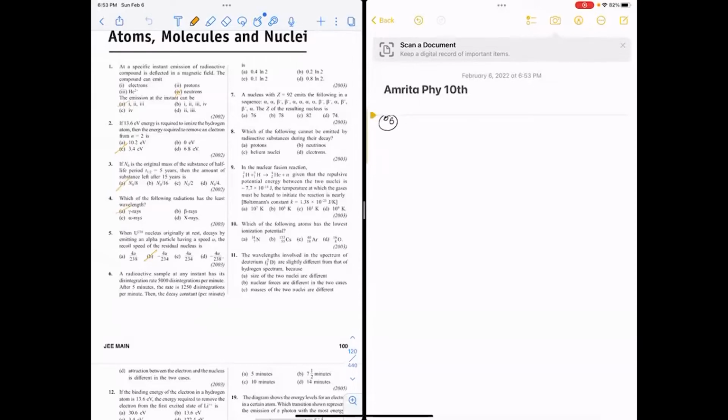Initially, dN naught by dt. Normally dN by dt is minus lambda N, you know this, right? So initially this is 5000, so lambda N naught is equal to 5000. What is the N value? N is N naught e power minus lambda t. When t is equal to 0, this becomes 1, right? When t is equal to 5 minutes, the value is lambda into N naught e power minus 5 lambda, because t is 5, and it is equal to 1250.